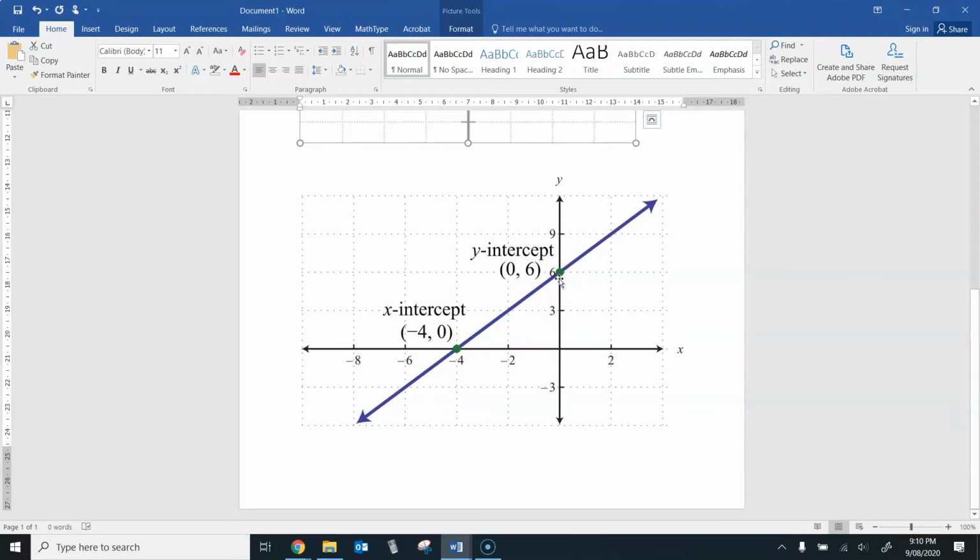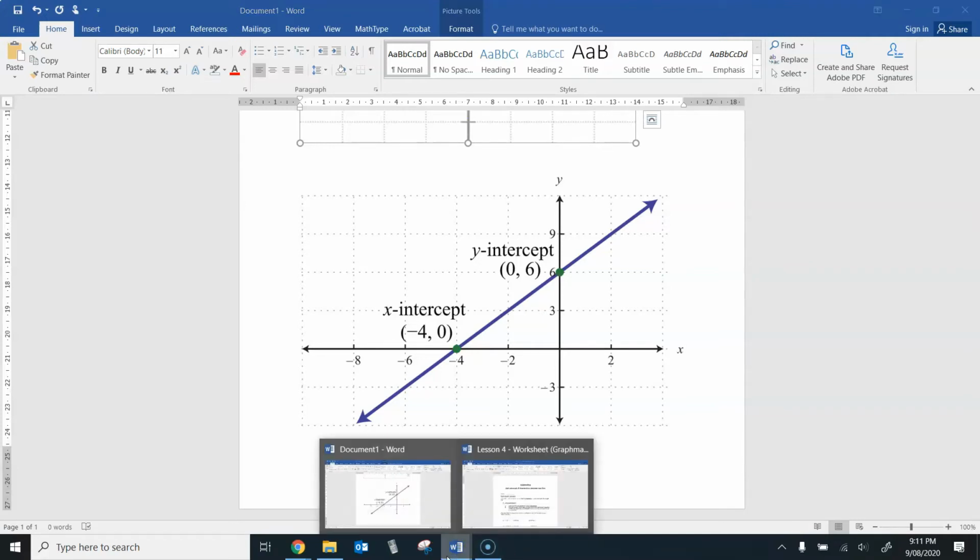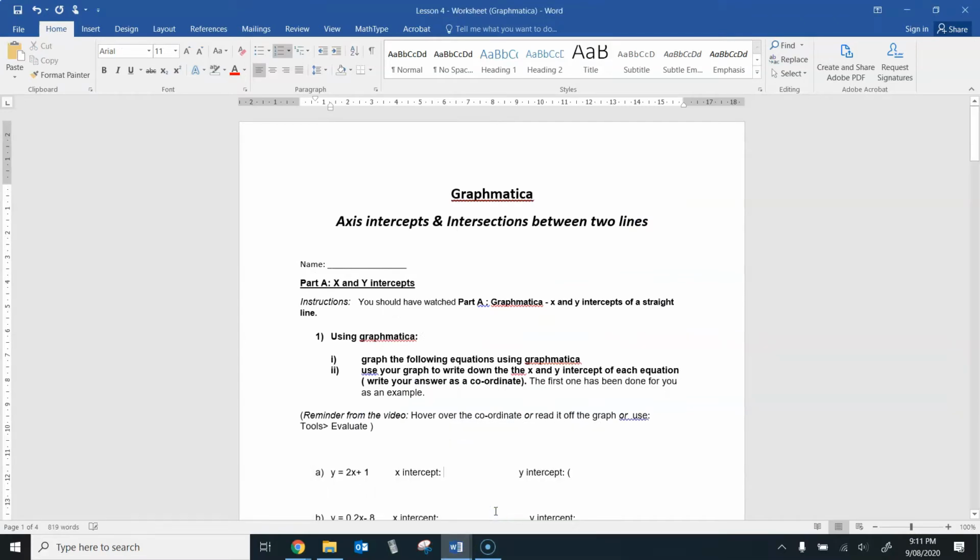So in this lesson, you're going to be finding the x-intercept and the y-intercept of straight lines. And you're going to do that using Graphmatica. There is another method you can use. You can find the x and y intercept algebraically, using algebra, but we're not going to do that in this lesson. So once you are ready to get started after you watch this video, you will open this worksheet, which is in the lesson, and you will do part A. Part A is finding the x and y intercepts using Graphmatica.